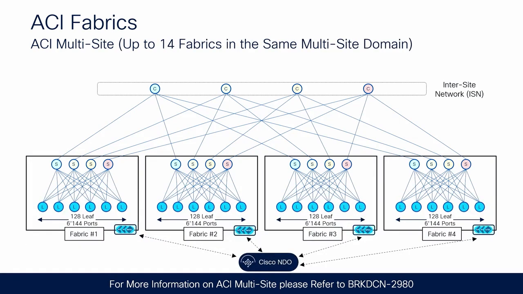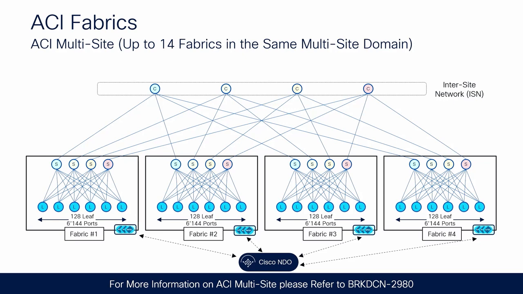The other side of the spectrum with ACI is doing multi-site. Topology doesn't change, remains the same. But now, each of these blocks becomes a fabric with its own APIC domain. So we go more toward the concept of separating the failure domain, giving control on how I establish connectivity between them, because not everything is stretched.